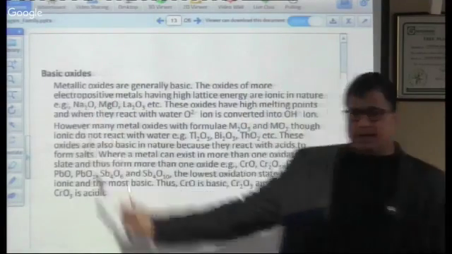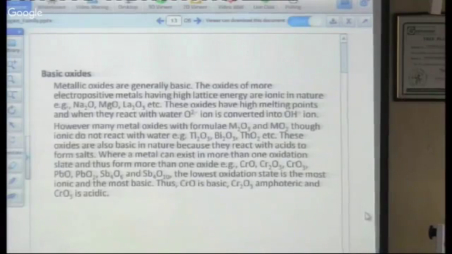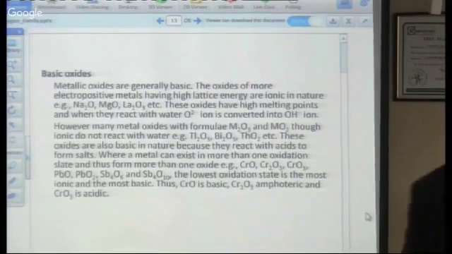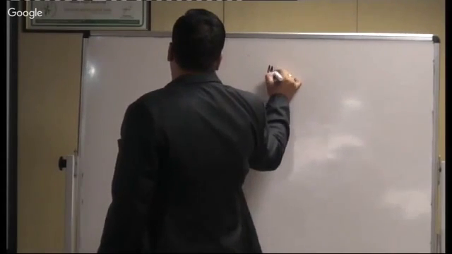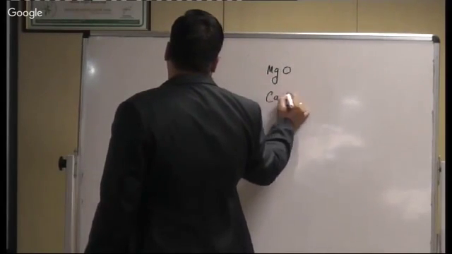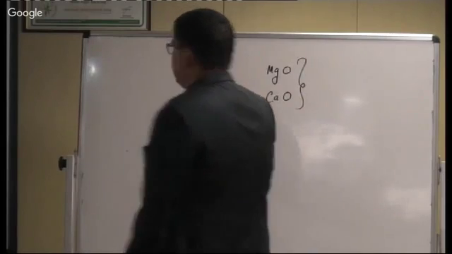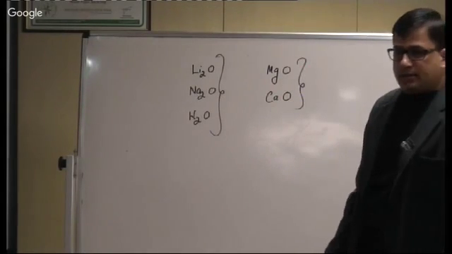Basic oxides. Basic oxides are those oxides which give OH minus in aqueous medium or which produce bases. Generally, all the elements of alkali metals, like lithium, sodium, potassium, and alkaline earth metals, MgO, calcium oxide, right? These are basic oxides. Clear?